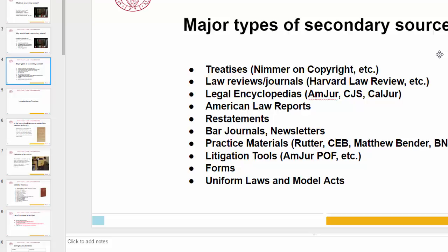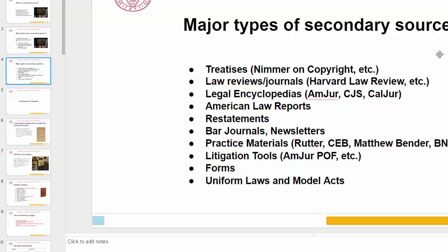Some examples of major treatises that you will encounter in practice include Nimmer on Copyright, Chisum on Patents, Farnsworth on Contracts, and Couch on Insurance. They're frequently named after their original author, and that title tends to remain static even after that original author is no longer contributing to the treatise. And so you may find some treatises that are still named after an original author who has not contributed to the treatise for a number of years or who has even passed away.